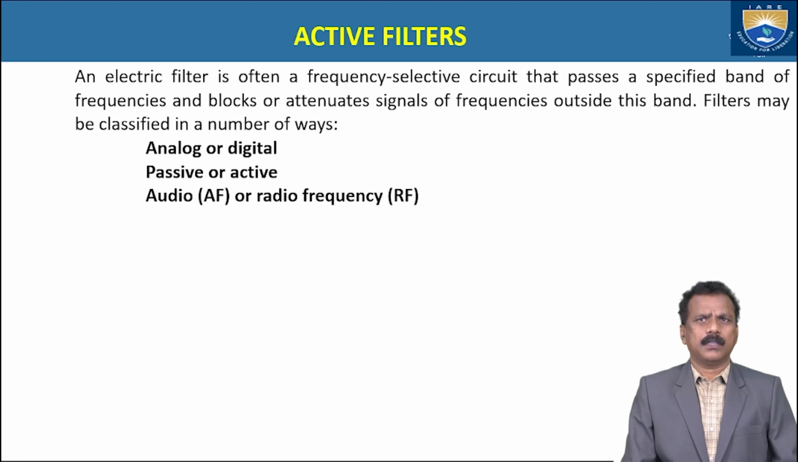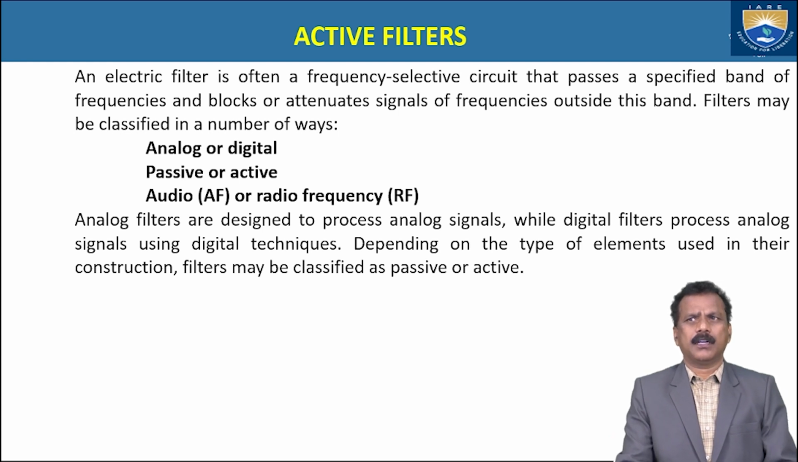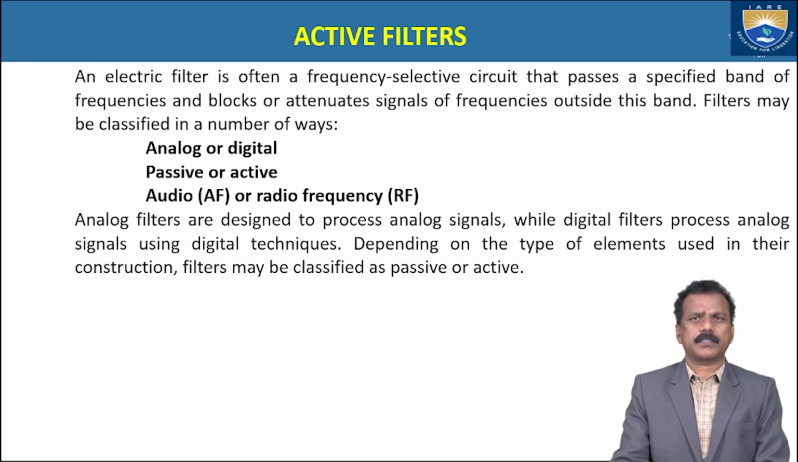In audio frequency or radio frequency applications, they use these types of filters: analog or digital, passive or active, depending on the components. Analog filters are designed to process analog signals. Analog signals, we already know, are continuous time signals. Digital filters process analog signals using digital techniques. It all depends on the type of elements used in their construction, that is, the circuit diagram.